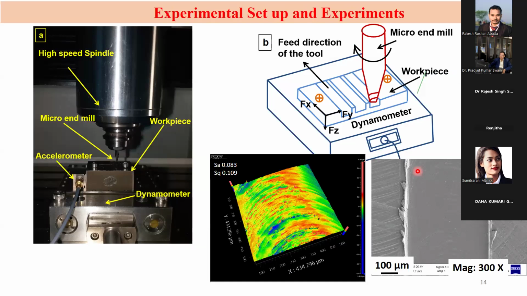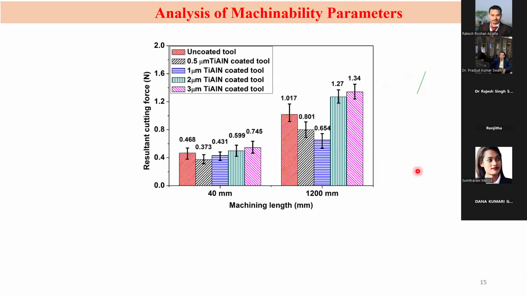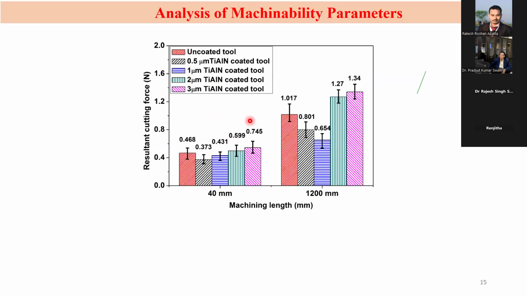Then we started experiments in a high-speed micromilling center having a 1,20,000 RPM spindle speed. First we captured the cutting force. The cutting force we captured with a mini dynamometer at a sampling rate of around 10 kilohertz. Here we have done all the experiments for different coating thicknesses: 0.5 micron, 1 micron, 2 micron, 3 micron, and uncoated. Uncoated means uncoated tungsten carbide tool.